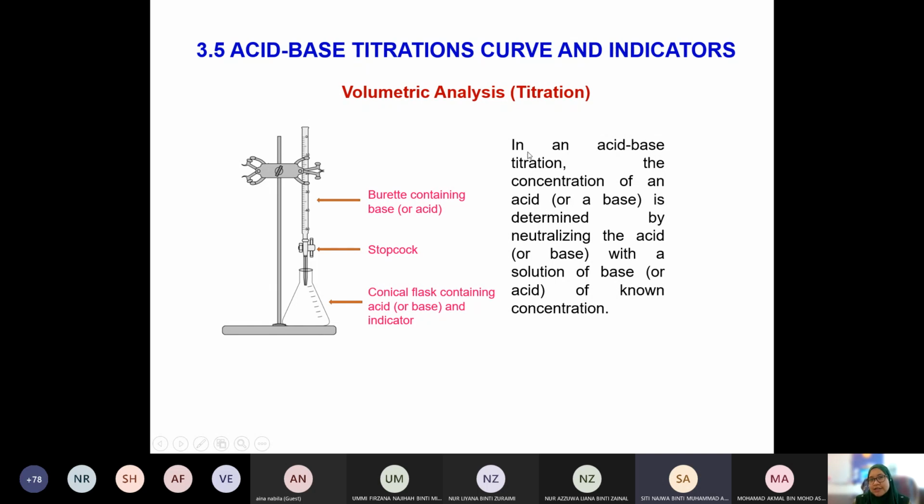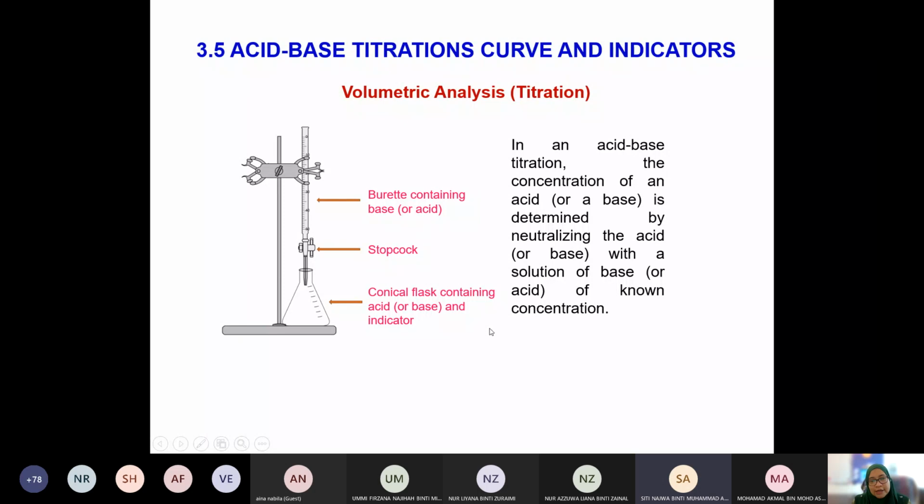Okay, so let's read the statement again. In an acid-base titration, the concentration of an acid is determined by neutralizing the acid with a solution of base of known concentration. Okay, alright. It means, like I said just now, we are going to be using stoichiometry. If we don't know the concentration of the acid here, we don't know the concentration of the acid.